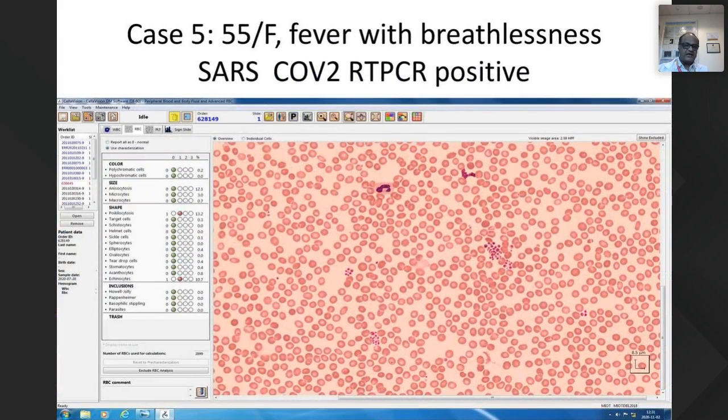Fifth case is again an RT-PCR positive case, but you can see that you have a beautiful platelet aggregation here, and you have to go in for a secondary request to give a new smear or a new CBC should be coming up because it's got a platelet aggregate.